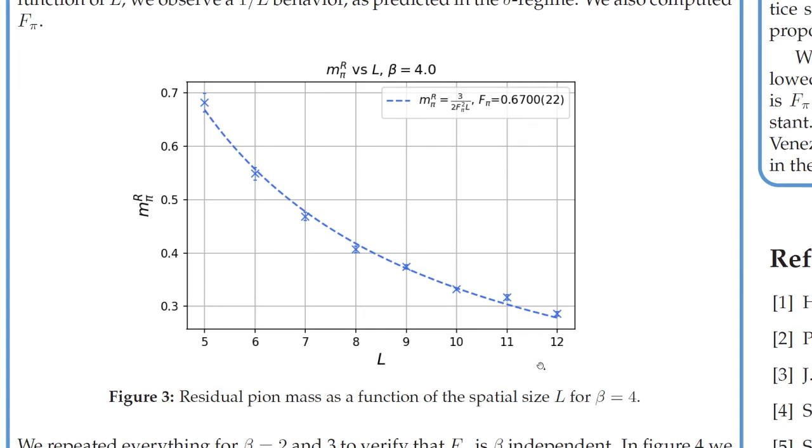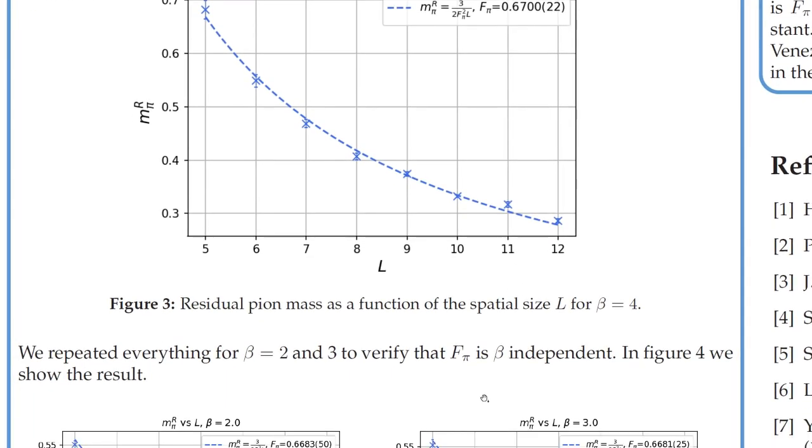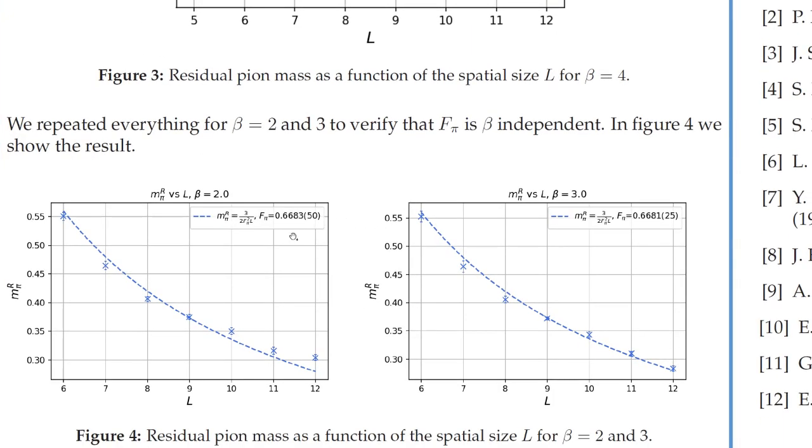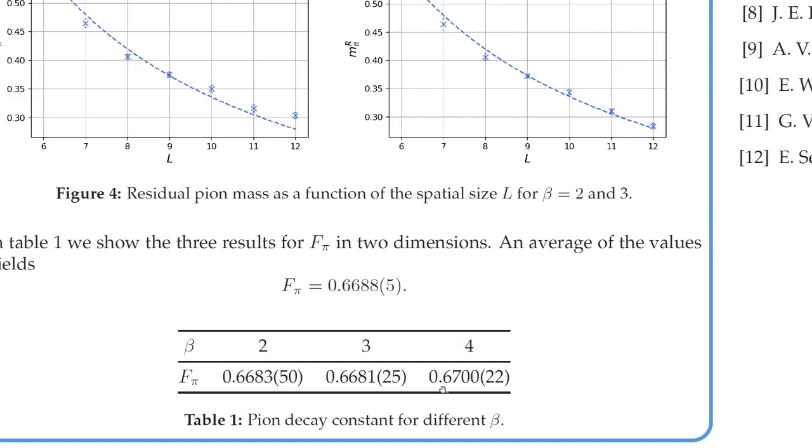We also verified that the result was independent from beta, so we repeated everything for beta equal to 2 and 3, and as you can see the result is the same within errors. In this table here, we show the pion decay constant for the different betas that we used. An average of these values yields 0.66.